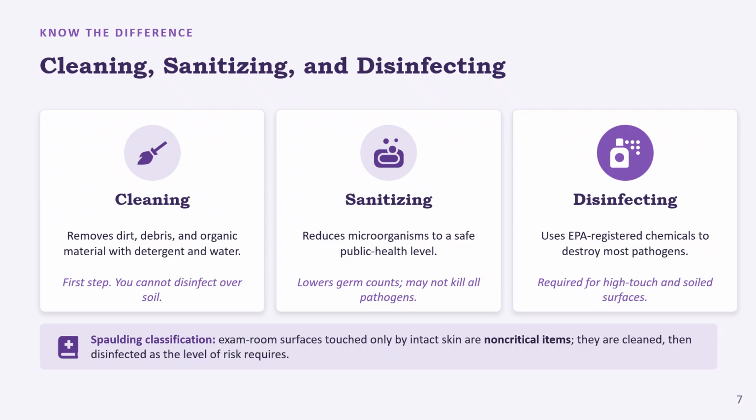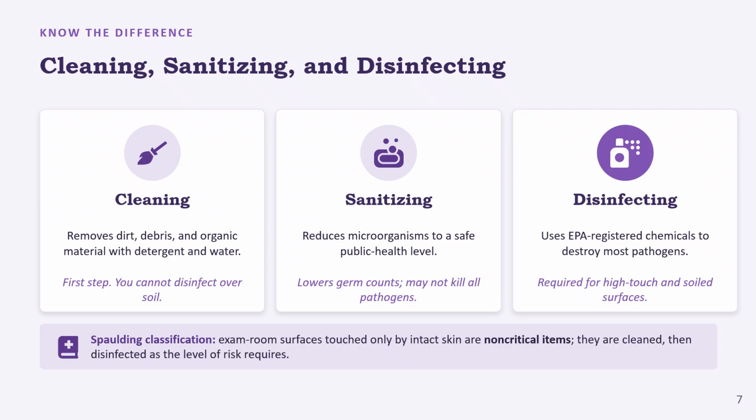work. Sanitizing reduces the number of microorganisms to a safe level as defined by public health standards. It lowers germ counts, but it does not necessarily kill every pathogen present. Disinfecting uses chemicals registered with the EPA, or Environmental Protection Agency, to destroy most pathogens on a hard surface. In patient care areas, disinfecting is what we rely on for high touch and soiled surfaces.